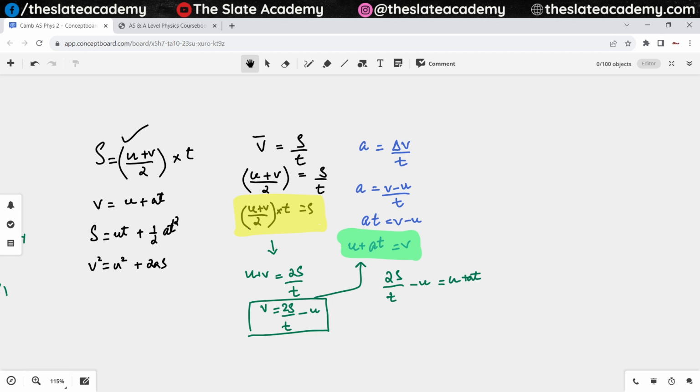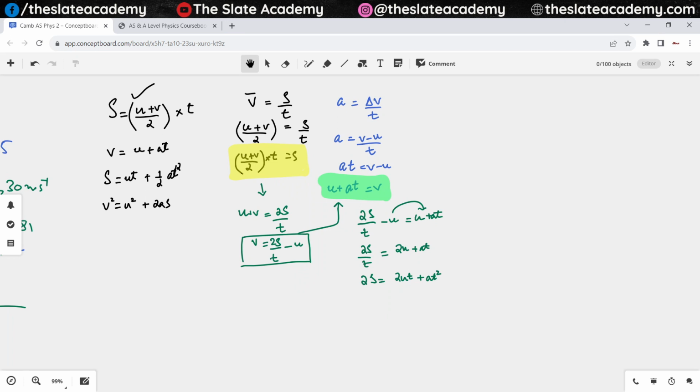Then it becomes 2s by t is equal to, u goes to the other side and adds, so it becomes 2u plus at. Then multiplying both sides with t, it becomes 2s is equal to 2ut plus at squared. Any objection? Now dividing both sides by 2, s is equal to ut plus half at squared.